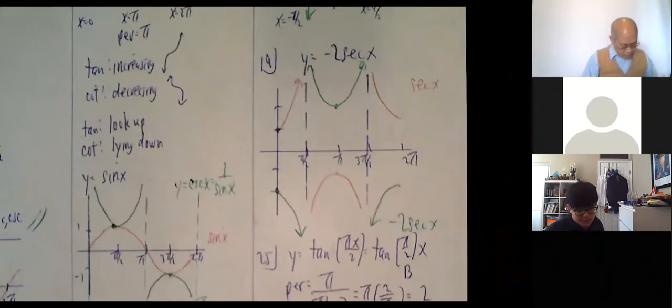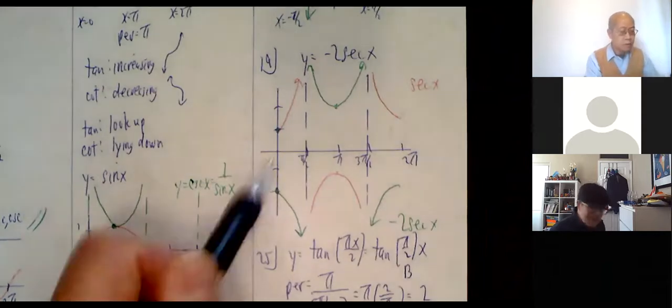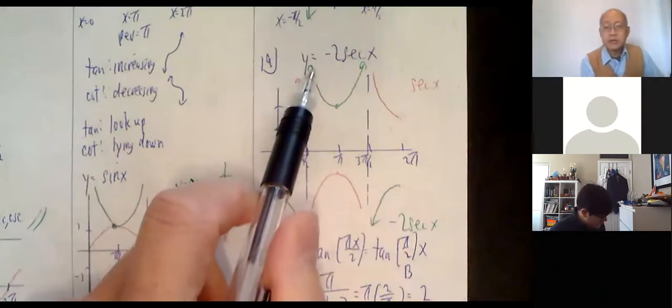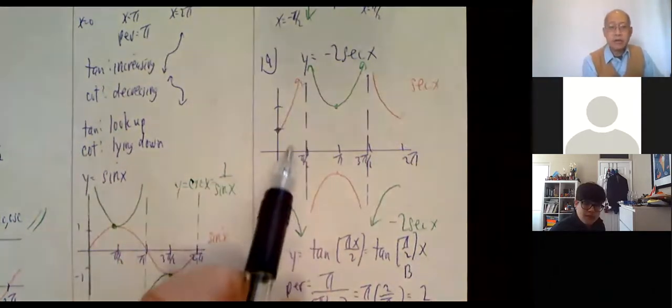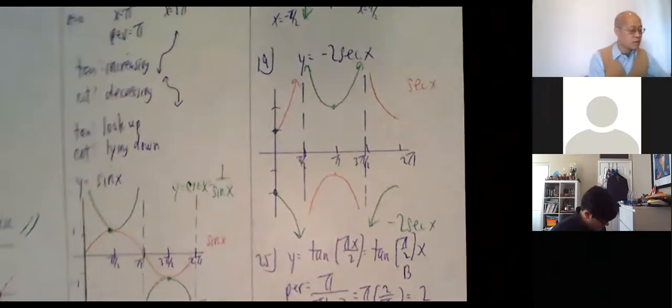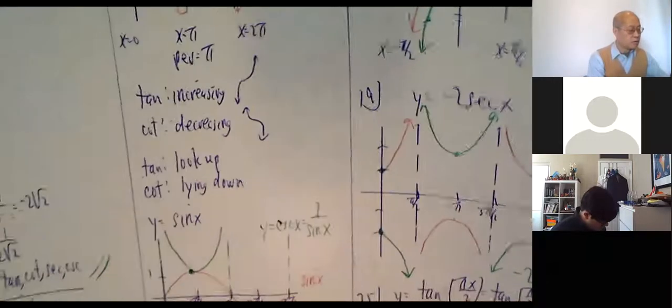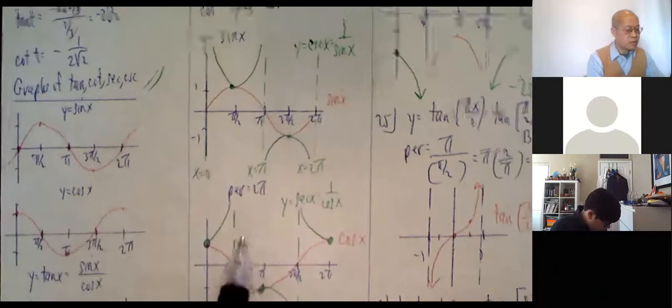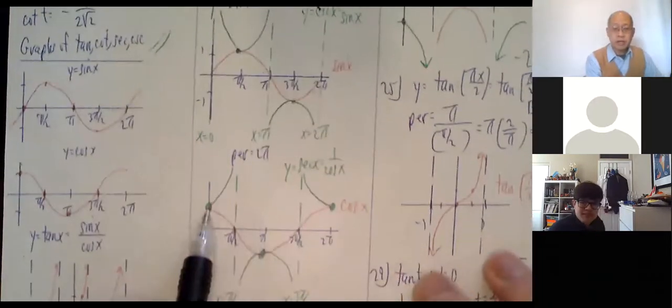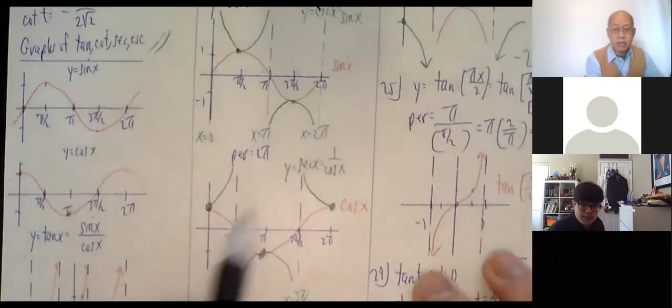Here is 19, please. -2 secant x. Okay, so I start with a basic secant function, which I gave you earlier. So where was my secant function? Right here, right? So in green was the secant, one period, branch like that, and that, and that.